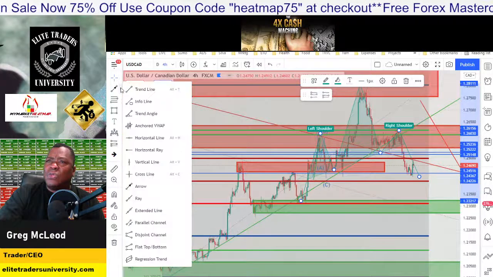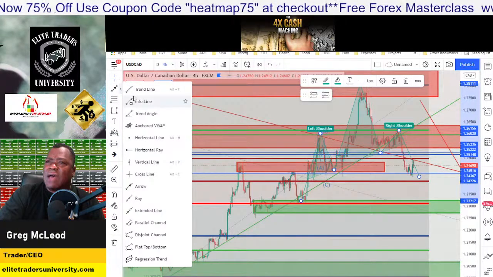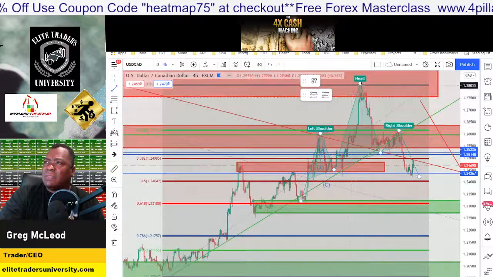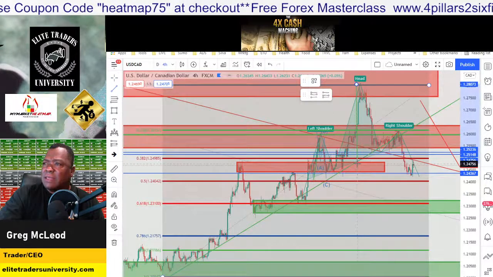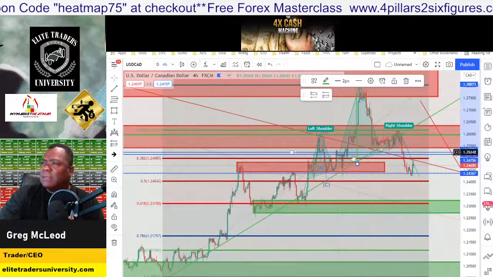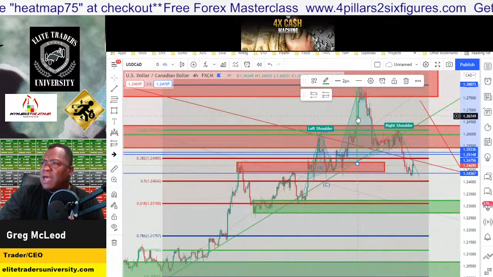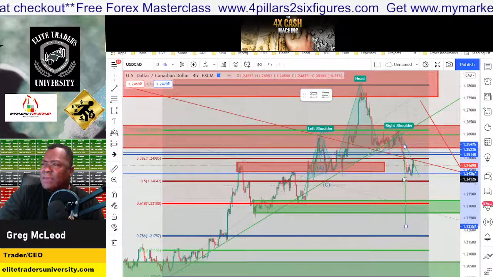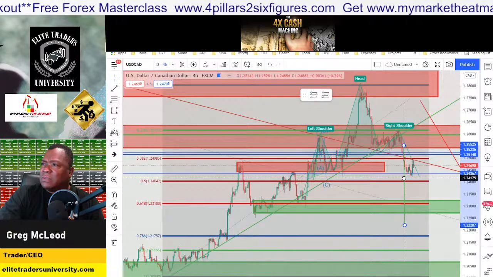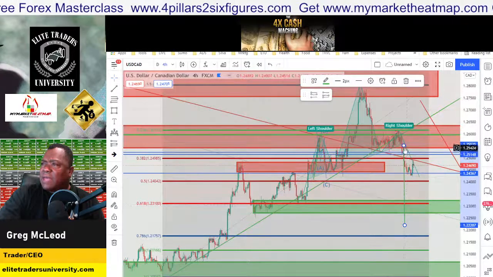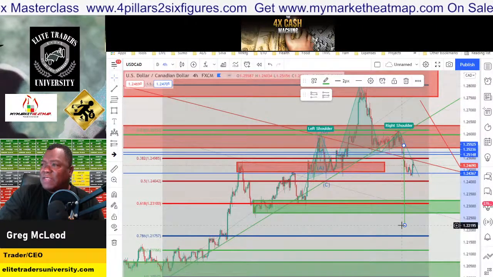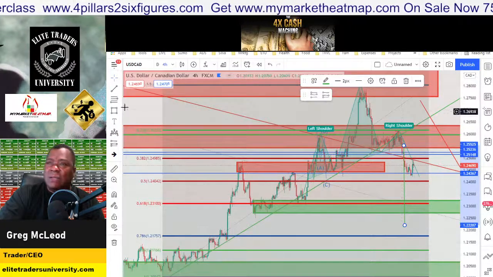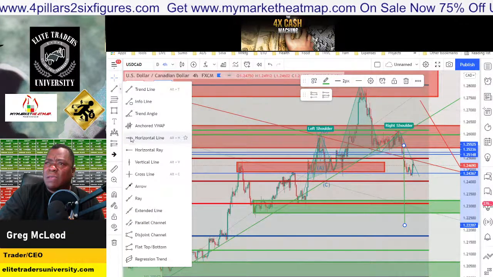And we usually use a measuring objective to find the target. We connect the top to the neckline. This line is the neckline, and we measure from the neckline to the top of the head to get a measuring objective, and then you add that to the point where it broke out. If it broke out there, then our measuring objective takes us down to 122.19, which is pretty bearish, right?